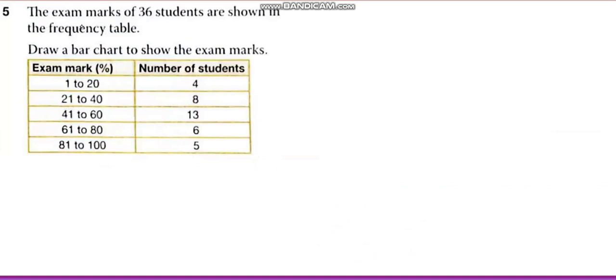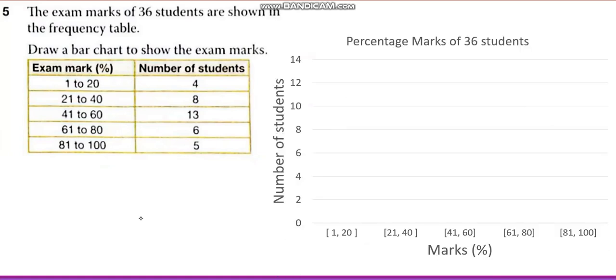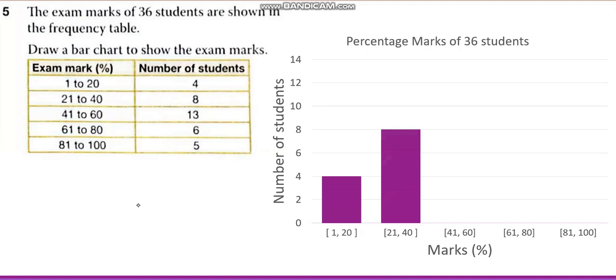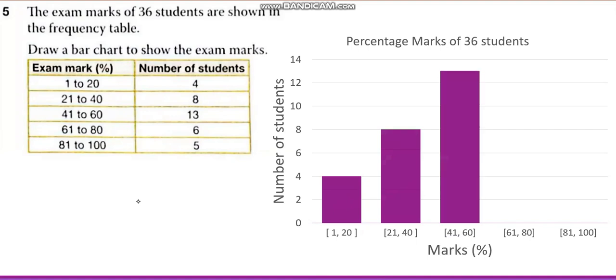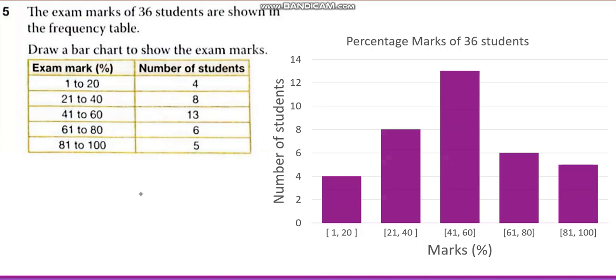In the next question, again, we are given the exam marks of 30 students in a frequency table. And there were 4 students who got marks between 1 to 20%, and up to so on. So let's draw the bar chart. The bar chart will be similar to the histogram, but it will have some gap between the bars. So I have represented the first bar that shows 4 students got marks between 1 to 20%, and then 8, then 13, then 6, and then 5. And we have to observe the brackets as well, because 1 is included, and similarly 20 is also included. That's why the square brackets are used.